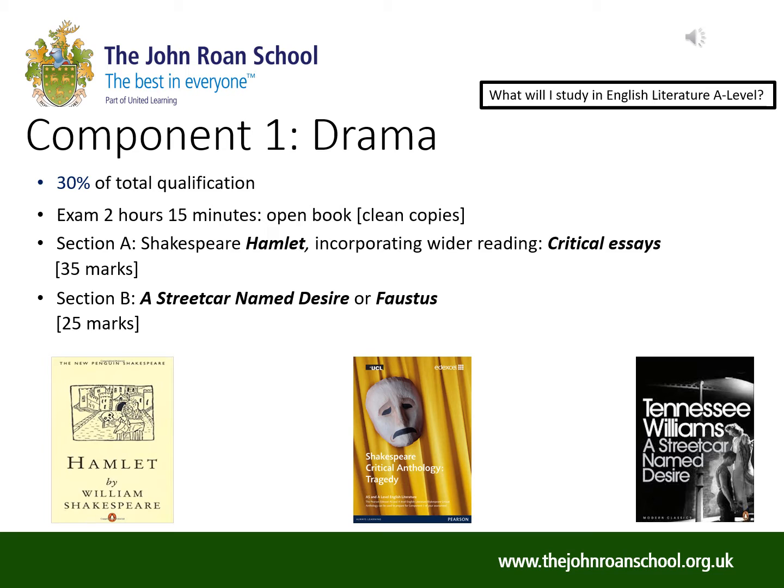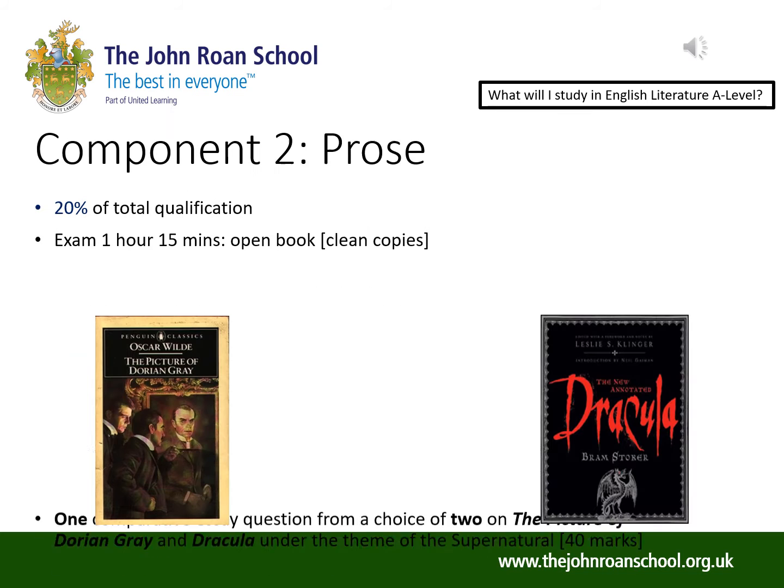To give more detail about the drama component, as I say, you'll study A Streetcar Named Desire by Tennessee Williams and Hamlet by William Shakespeare. This represents 30% of the qualification and will be assessed by a 2-hour, 15-minute open book exam. That's with clean copies, not notes. Section A will consist of Shakespeare's Hamlet, and the expectation is that you'll talk about AO5, which includes critical essays. I'll come back to the assessment objectives later. And Section B is A Streetcar Named Desire by Tennessee Williams.